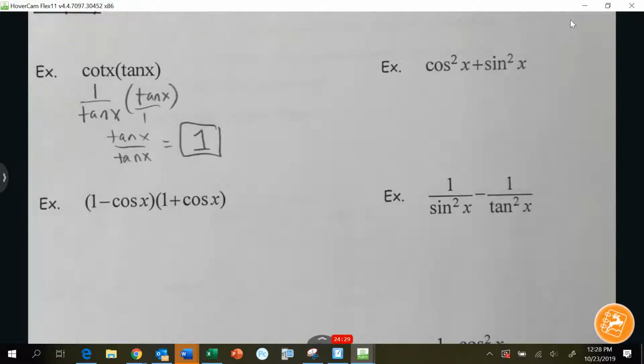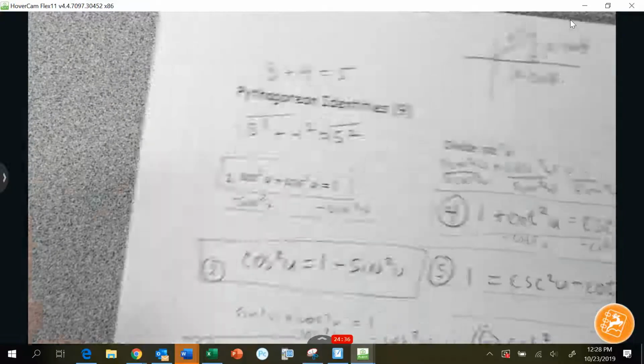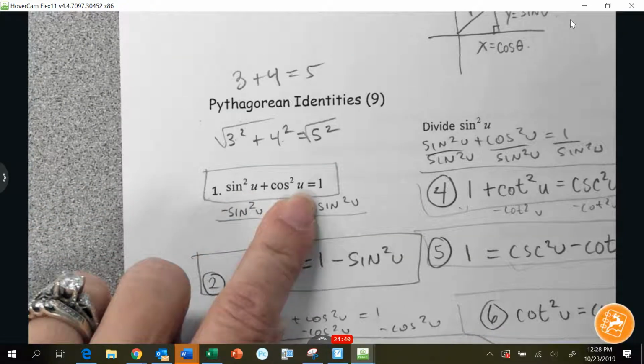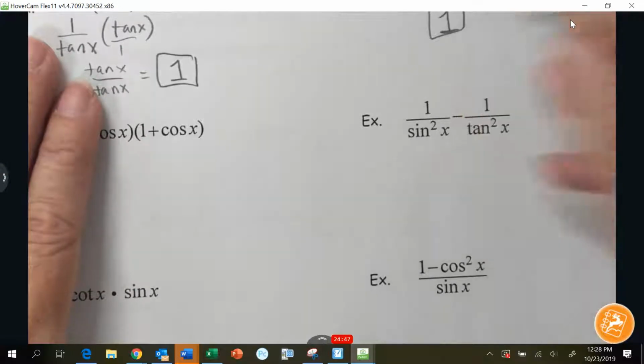Who said that? Phil? What did you say? 1. Yeah. How'd you get that? It is the Pythagorean identity. Look, there it is. That equals 1. Done. Oh, and you guys were all making it really hard. 1. Okay.